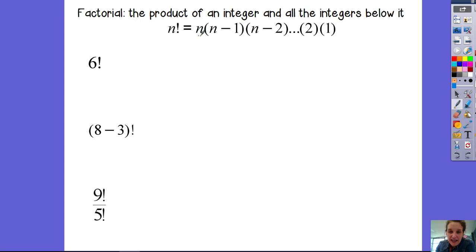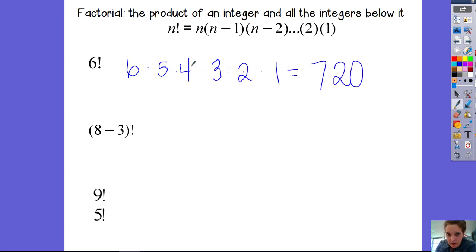We're going to multiply n by n minus 1, which is the number right below it, then n minus 2, which is right below that. And you're going to keep going until you get all the way to 1. So 6 factorial would be 6 times 5 times 4 times 3 times 2 times 1. And when you type all of that into your calculator, you get 720.